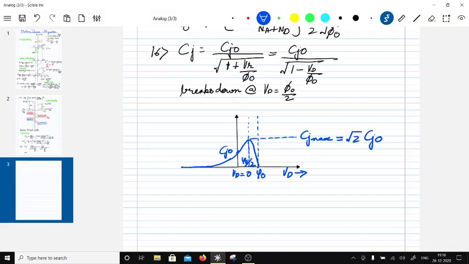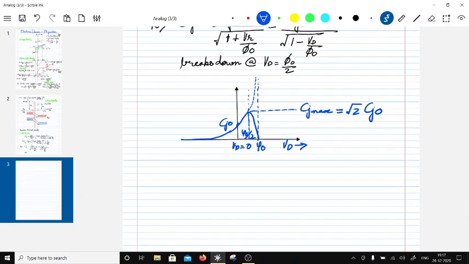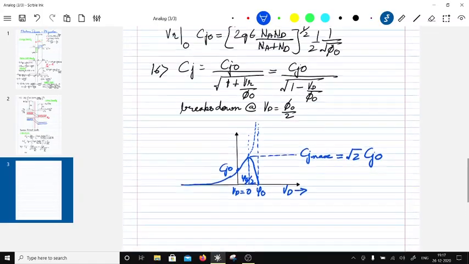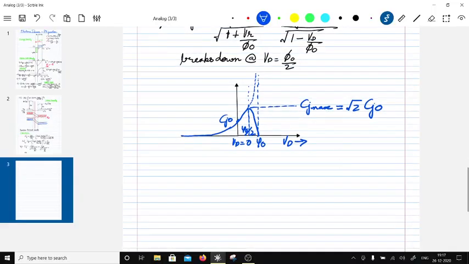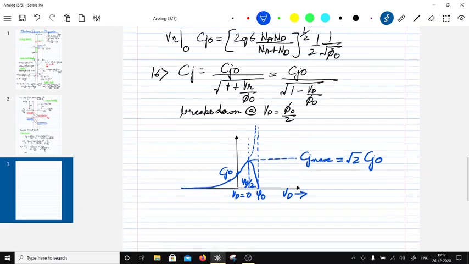Okay, now what happens is, in case of an abrupt junction, this is going to become asymptotic like this. This will be 2 raised to m, Cj0 in case of a graded junction, and this capacitance is going to be higher in case of a graded junction. So this treatment is based on the assumption that the junction is abrupt. So this is what happens with the capacitance.